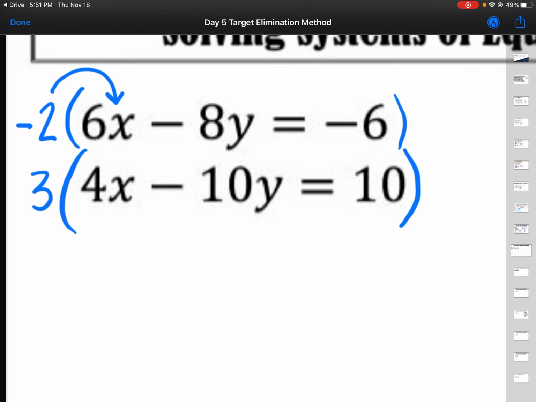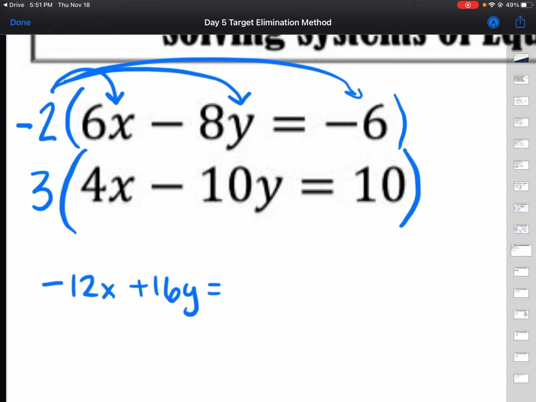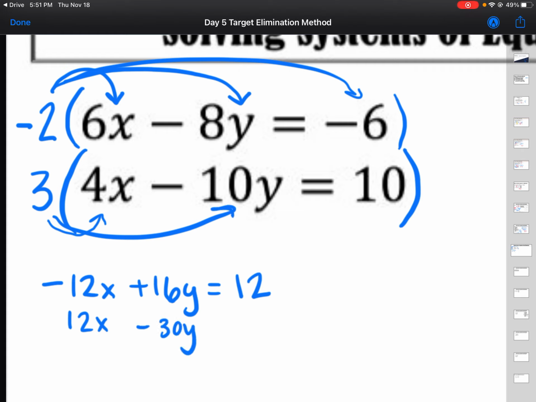Negative 2 times 6x is negative 12x. Negative 2 times negative 8y is plus 16y. Negative 2 times negative 6 is plus 12. And second equation, distribute. 3 times 4x is 12x. 3 times negative 10y is negative 30y. 3 times 10 is 30. Add it up.